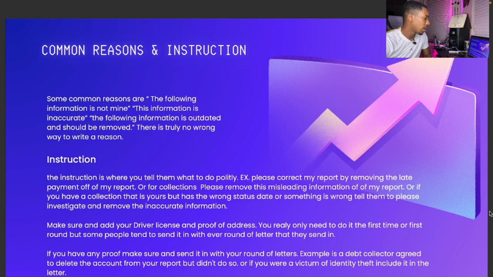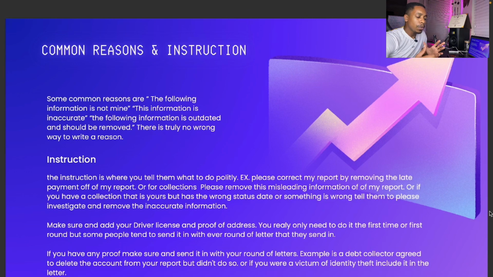The instructions part of it is where you tell them what to do in a polite way, right? So let me just give you some examples. You say, hey, please correct my report by removing this late payment off of my report. Or for collections, hey, please remove this misleading information off of my report. Or if you have a collection and you say that it is yours, but they have the wrong status date, or something is just wrong, just tell them, hey, please investigate this and remove the inaccurate information, right?